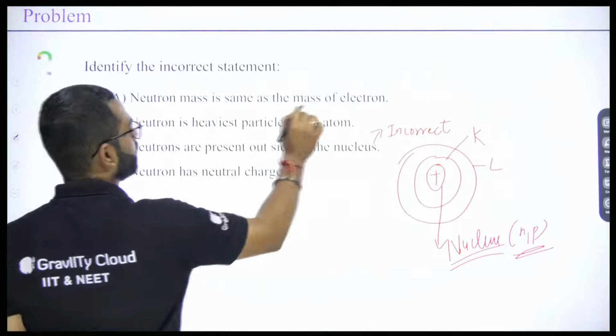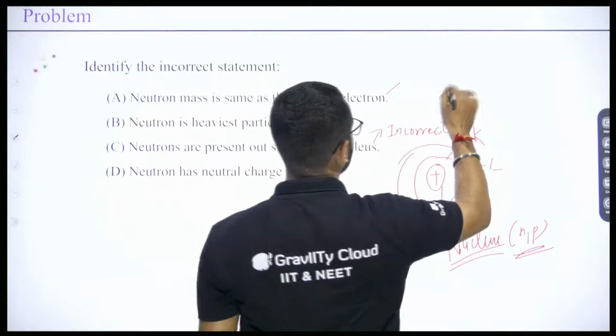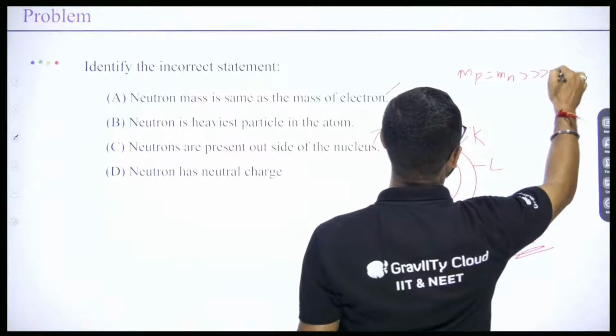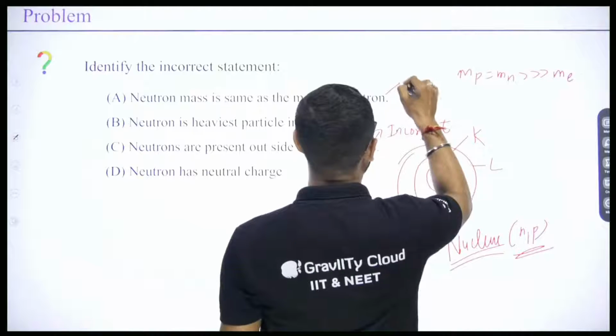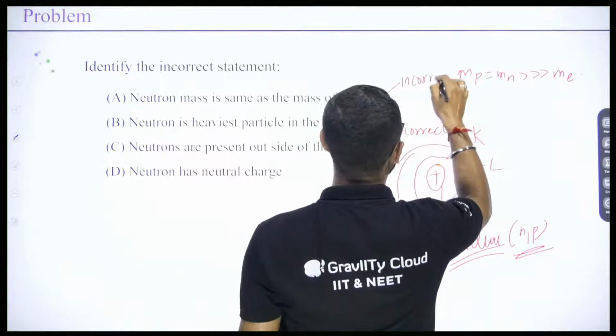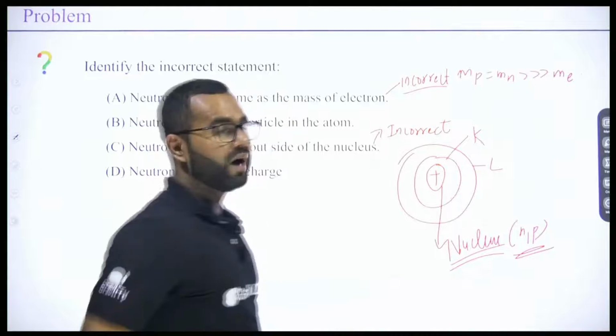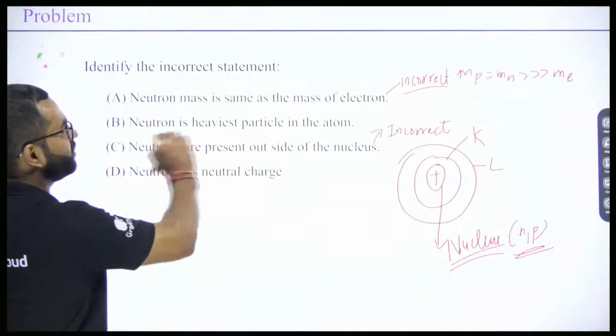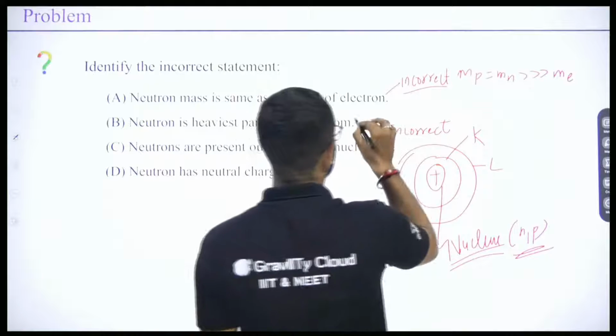Neutron mass is the same as the mass of electron. No, this is also incorrect, because we know Mp is equal to Mn and very, very much greater than Me, right? So this is incorrect, because the statement says mass of neutron is equal to mass of electron, which is not right. Neutron is the heaviest particle. This is correct.